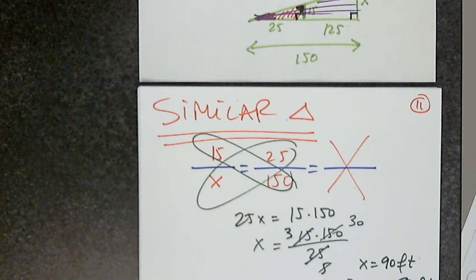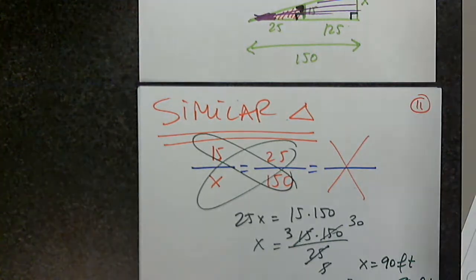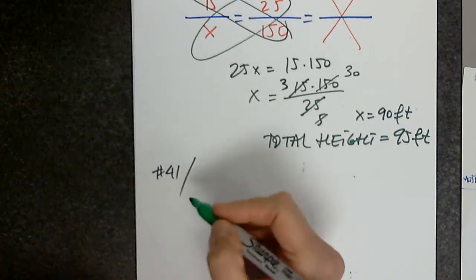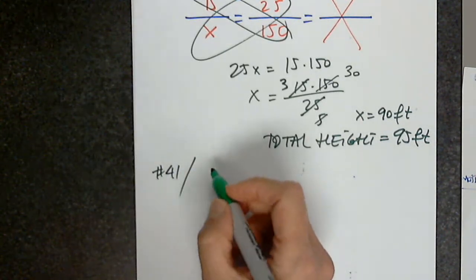I have a few more minutes. I can do one more problem, and then we can stop. So let's say, yes, 41, dimensions of a garden. Page 68.